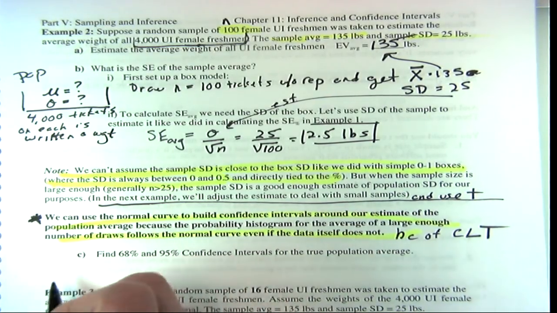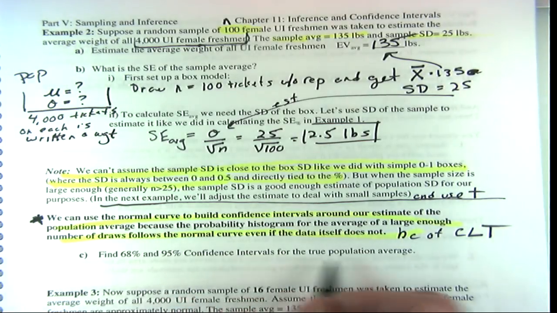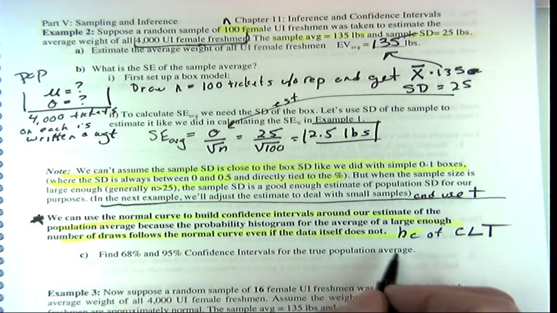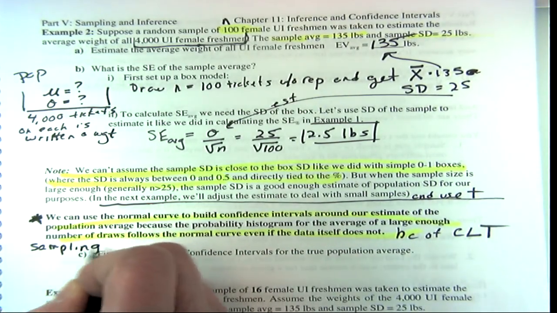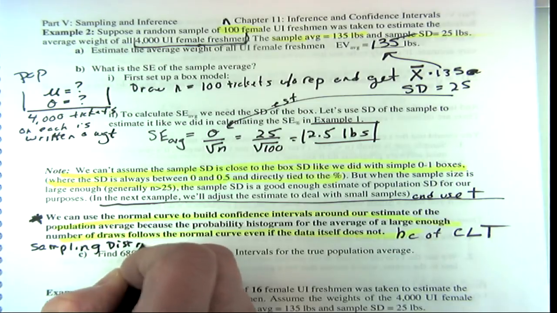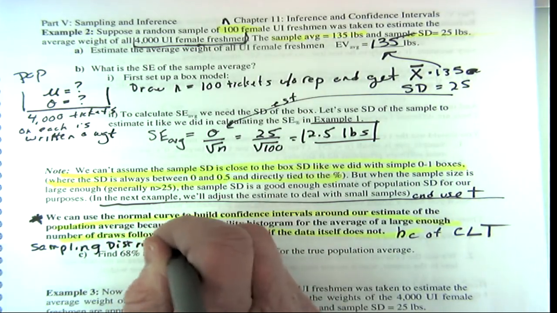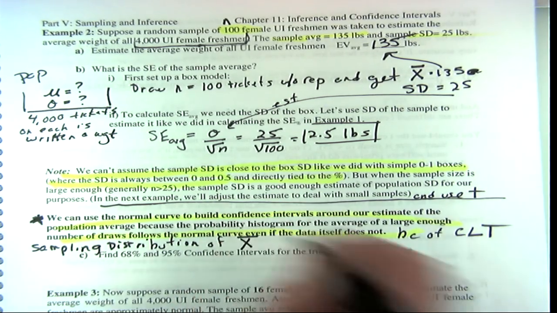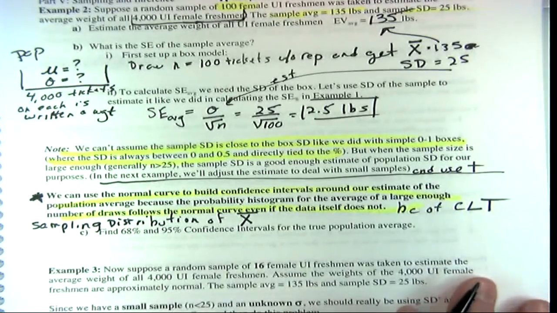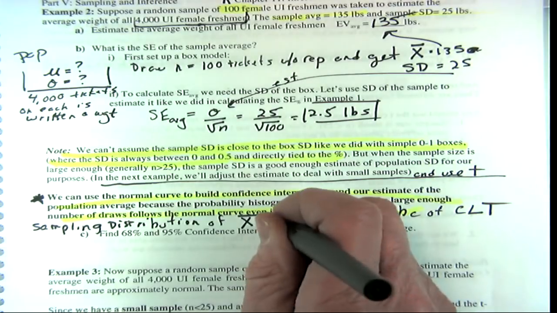So let's look at this. Find 68 and 95% confidence intervals for the true population average. So let's do the same thing we did before. So let's write the sampling distribution of X bar, the sample average, that's what we're talking about, follows the normal curve.